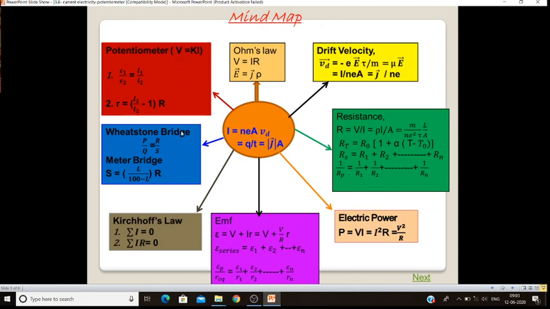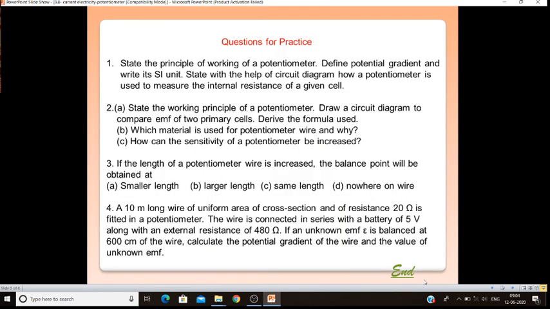You may draw a mind map according to you for each chapter, and that will be very much helpful to revise the chapters in a very short time. Here, a few questions are given for practice, and remember these questions are board questions, so important ones. This is for the potentiometer. Hope you got it.